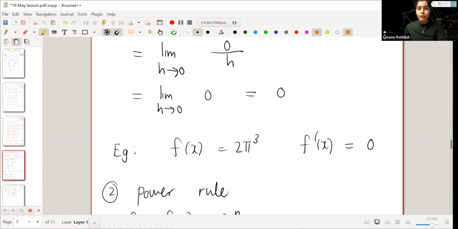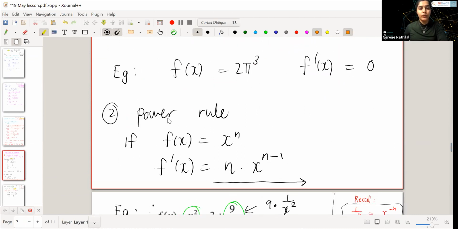The second rule that we had encountered was the power rule. And here, the power rule tells you something quite important. It says that whenever you have your variable raised to the power n, then the derivative of a function in that form is simply equal to the power n multiplied by the variable raised to the power n minus 1. So this was important. And then we went on to look at a few examples.